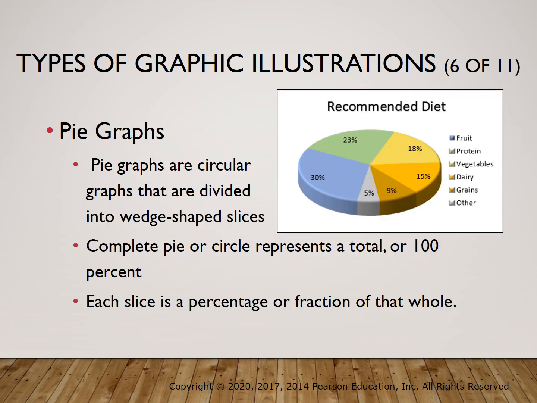Pie graphs, those are circular, and it's usually represented out of 100 or 100%. And they're usually given as percentages. Each slice is a percentage or a fraction of the whole thing.